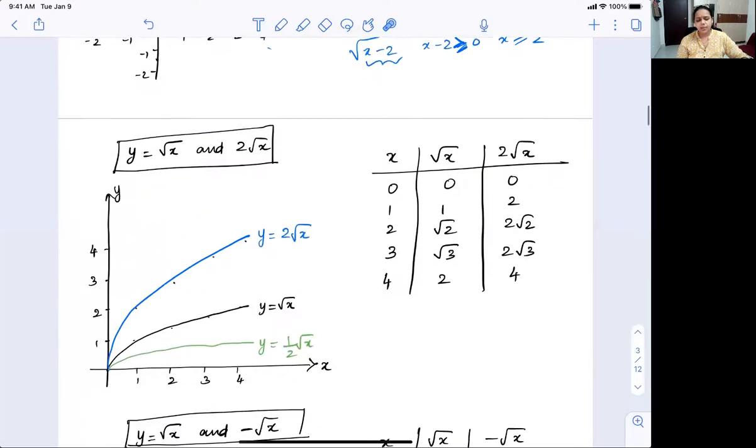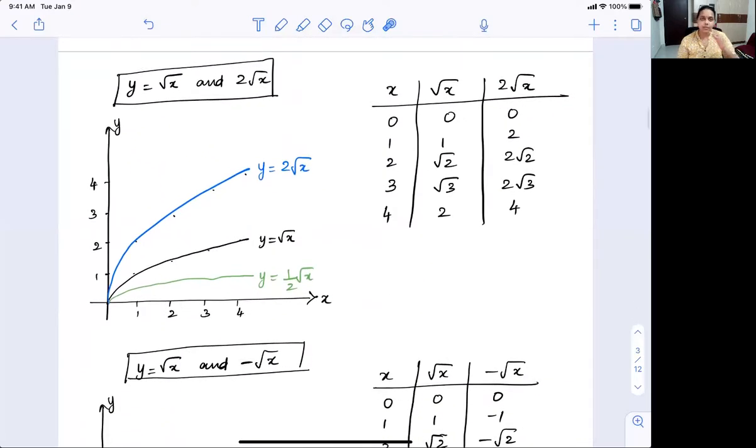Now, let's see what happens when you multiply your function by a constant. Now, you have y is equal to root x, and 2 root x is just going to be, for every x, the y is now going to be twice what it was before. So, you end up plotting this line, which is above y is equal to root x.